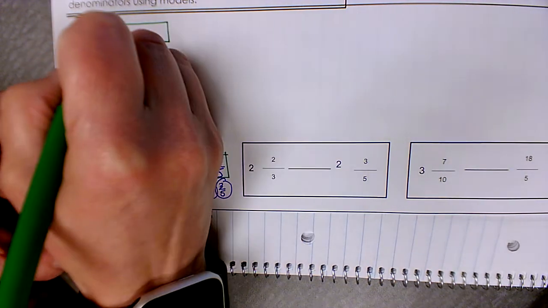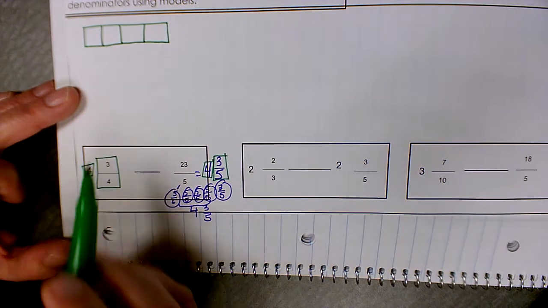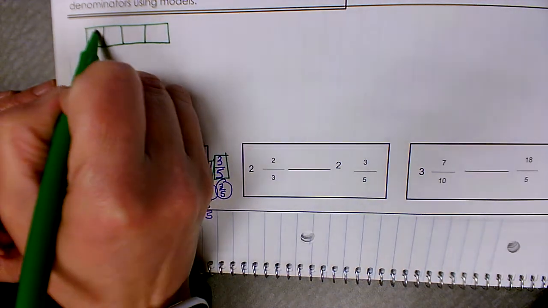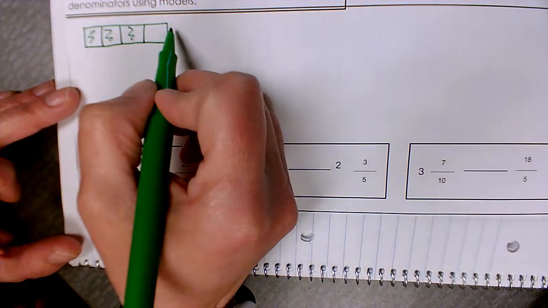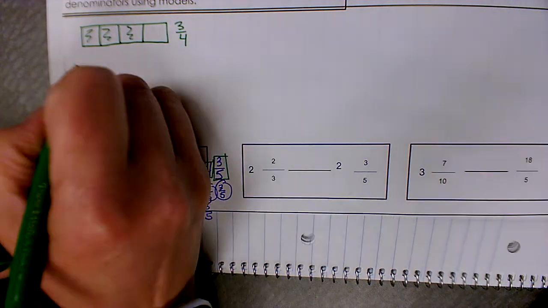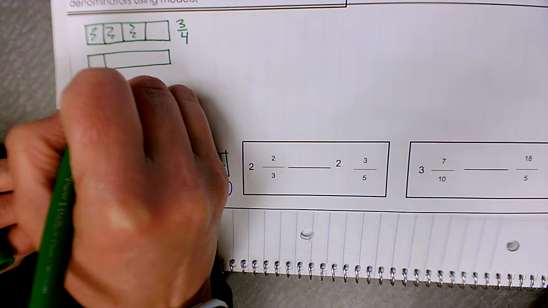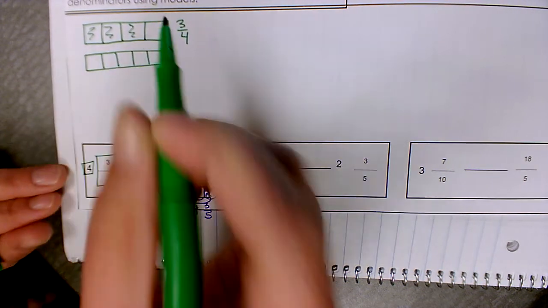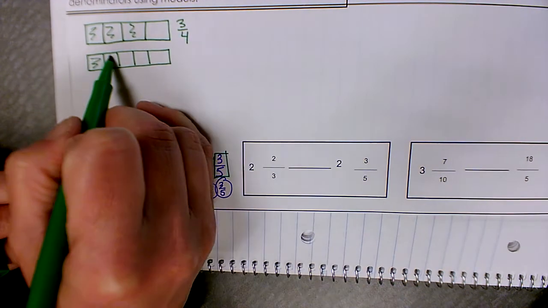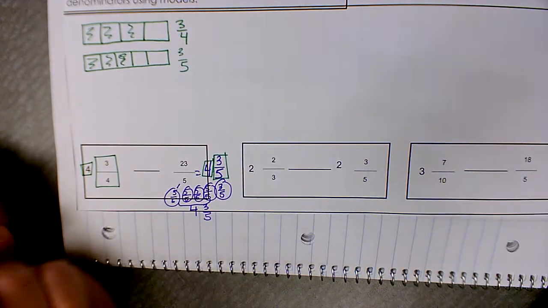I'm going to do 3/4. 1, 2, 3, 4, and I'm going to color in 3/4. 1, 2, 3. So there's 3/4, right? Now, I also have 3/5. 1, 2, 3, 4, 5, right? And I color in 3. 1, 2, 3. Okay. Which is bigger?